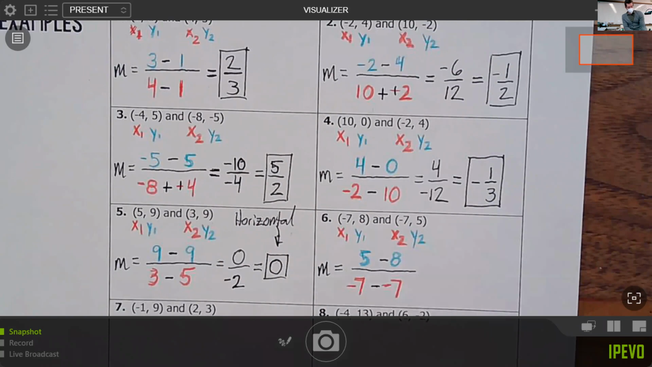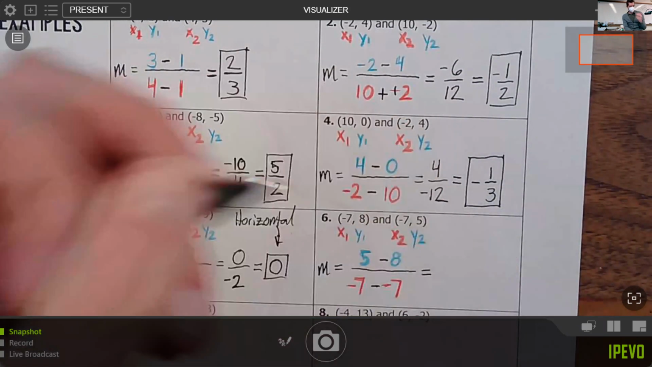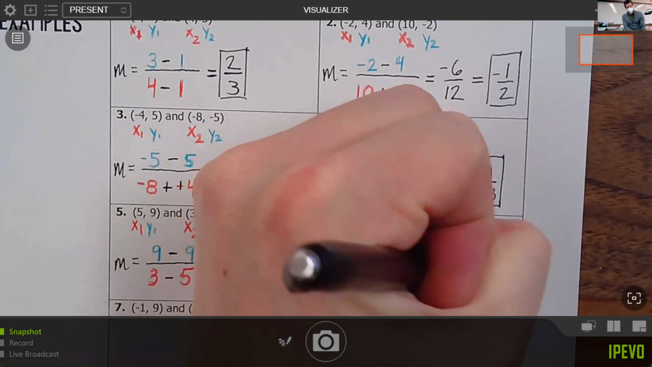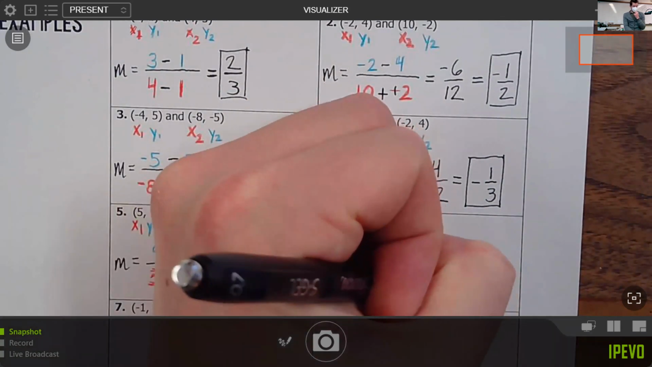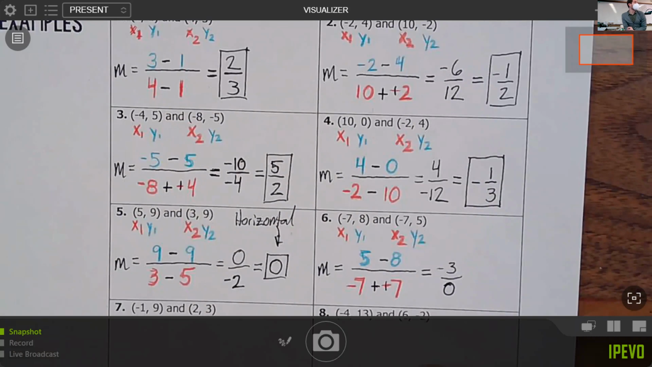So something happens on this one. The numerator, 5 minus 8, that's -3. What about the denominator? What do you get when you subtract -7 from -7? -7 plus 7, okay, which is 0. Now, is this slope equal to 0? I see some people saying no. I hear some people questioning yes. It would be undefined. Yeah.